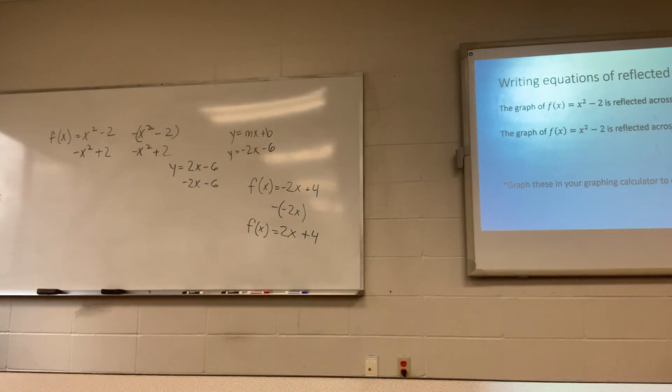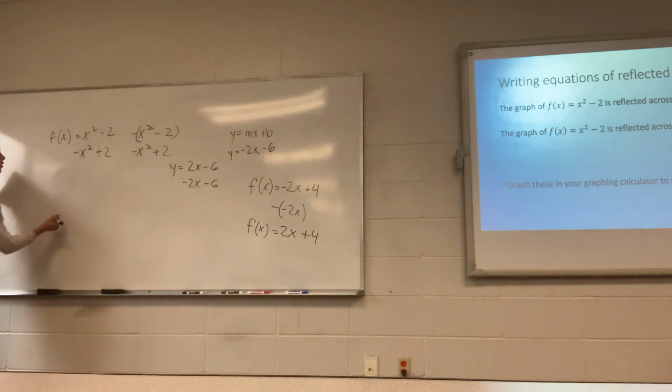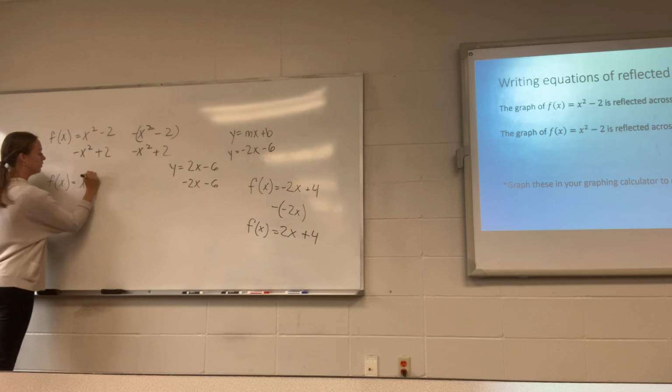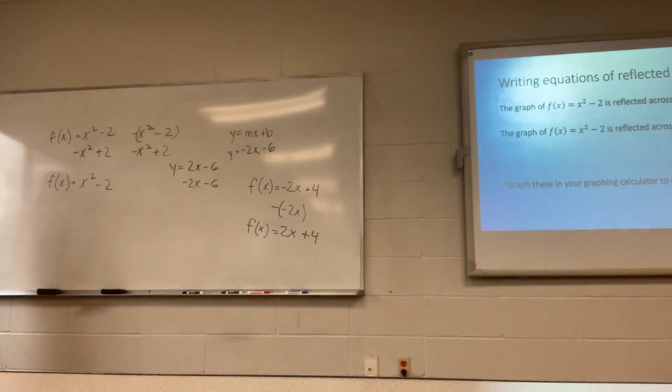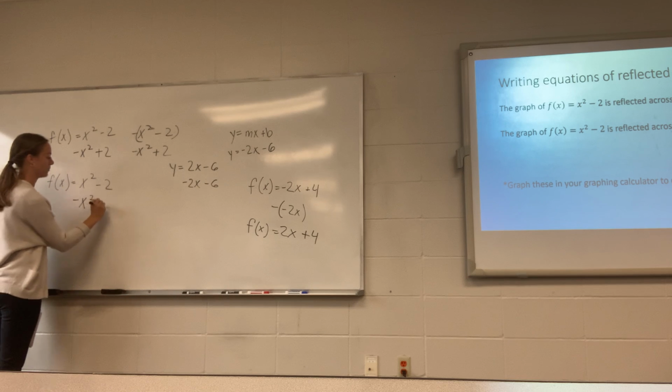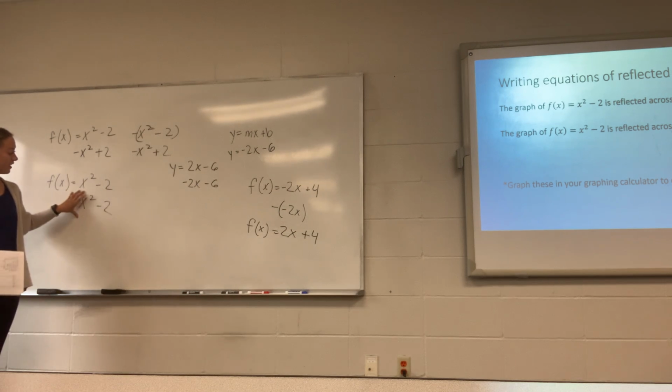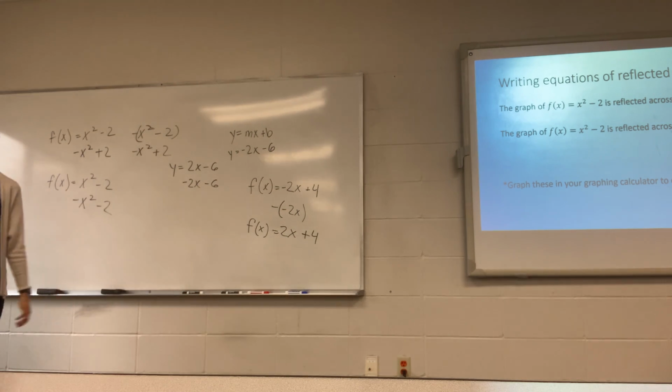Okay, so now let's use the same equation, but this time I'm going over the y-axis. Kaden, what would I have for this one? Negative x squared minus 2. Yeah, negative x squared minus 2. Because when I go over the y-axis, all I do is I change my x to a negative, but I leave everything else the same.